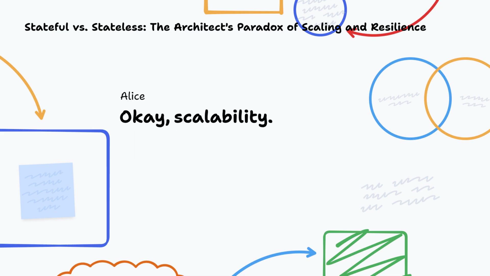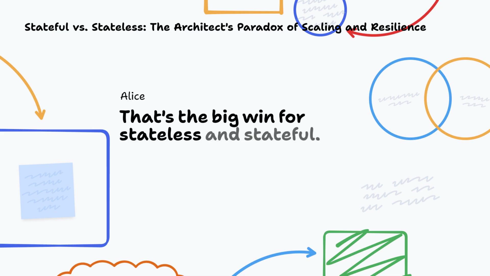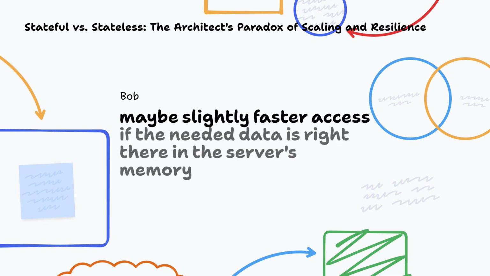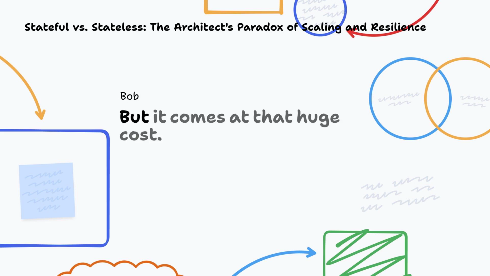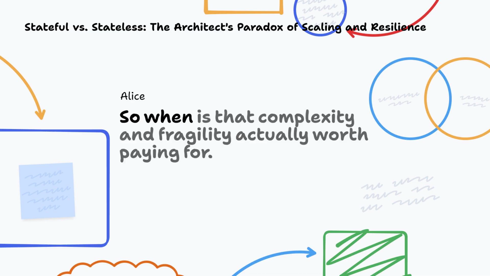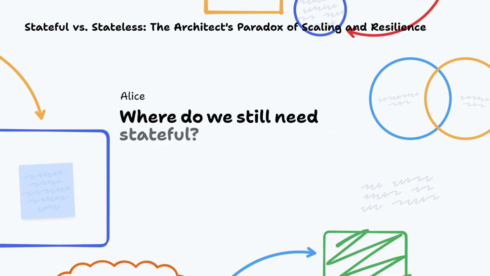Okay, scalability, resilience, that's the big win for stateless. Definitely. And stateful, on the other hand, the main benefit is potentially a more context-rich user experience, maybe slightly faster access if the needed data is right there in the server's memory already. Right. But it comes at that huge cost we talked about. Scaling complexity, fragility, the whole vicious cycle problem. So when is that complexity and fragility actually worth paying for? Where do we still need stateful?